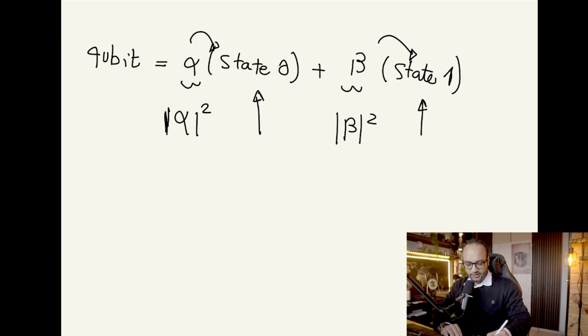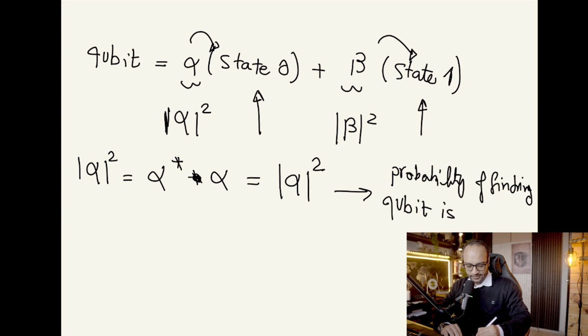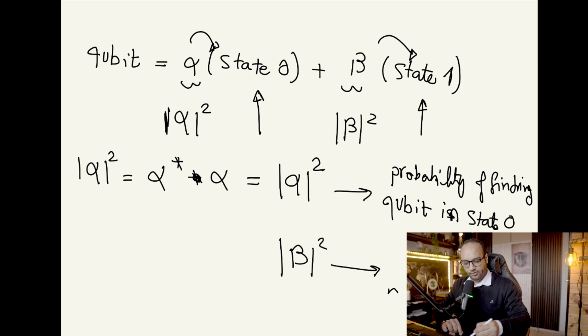Of course, this is not entirely a square. We call it the modulus squared of alpha, which is the complex conjugate of the number times the number itself. And we express it as the modulus of alpha squared. This is the probability of finding the qubit in state 0. Similarly, modulus of beta squared is the probability of finding the qubit in state 1. We have to bear in mind that we are discussing a quantum particle, and it means that the total probability should equal 1 because the particle is already there.